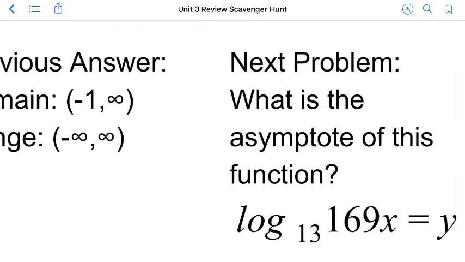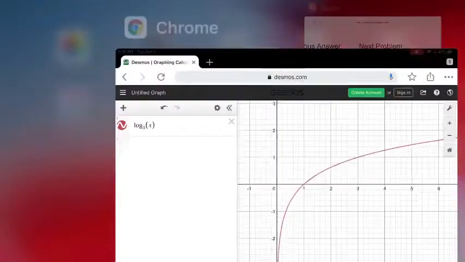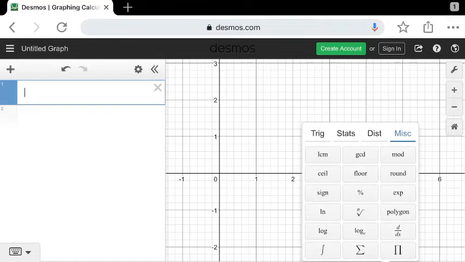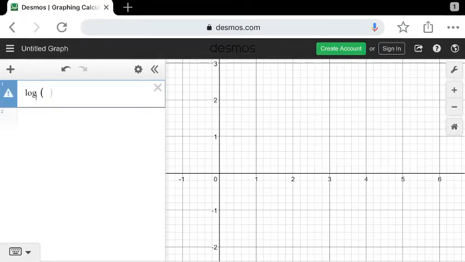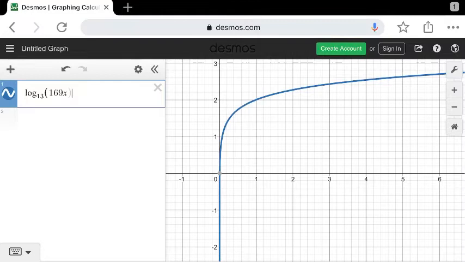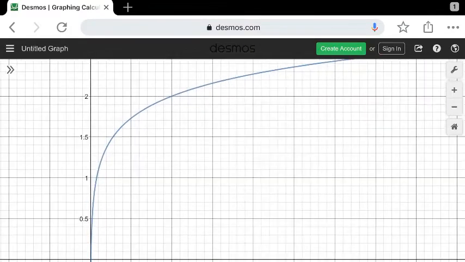Okay. So next problem, what is the asymptote of this function? So this one I have to put into Desmos. So log, I'm going to exit out of what I've got, hit my keyboard. I'm going to go to functions, go to log A, base of 13. In parentheses, I had 169x. And now it already graphed it for me, but I can also put y equals. So then here's my graph.